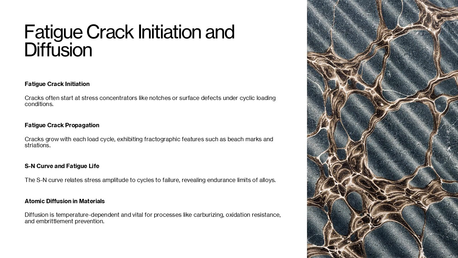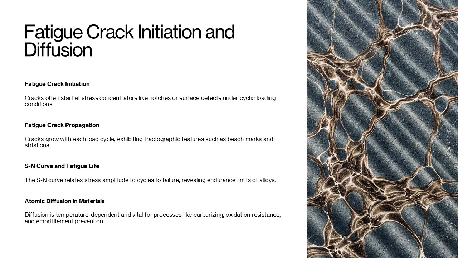Fatigue crack initiation occurs under cyclic loading, typically at stress concentrators such as surface defects, notches, or inclusions. Over time, cracks propagate with each load cycle, and fractographic features like beach marks and striations reveal the failure history. The S-N curve describes the relationship between stress amplitude and cycles to failure, highlighting endurance limits for certain alloys. Environmental factors and mean stress significantly affect fatigue life.